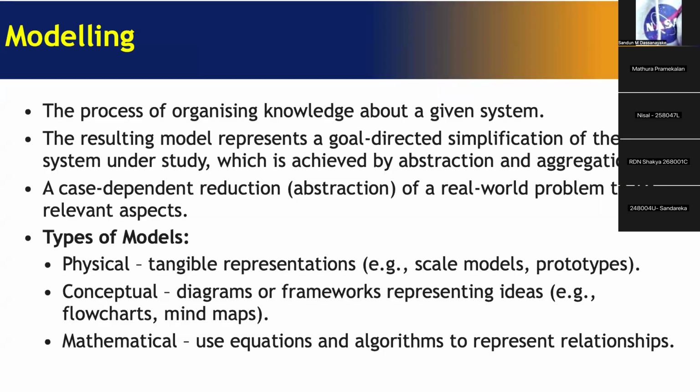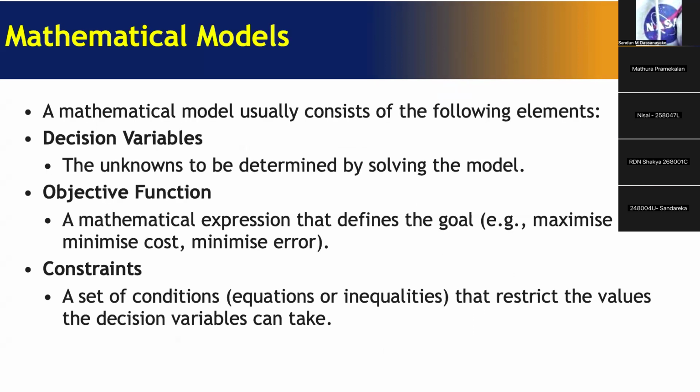Modeling is a physical, tangible representation: scale models, prototypes, conceptual and mathematical models, like the Navier-Stokes equation. That's modeling. Mathematical models will have the mathematics associated with objective functions, decision variables, and constraints. What they are cannot be explained in one word here. So basically, a decision variable in your real world is like the amount that is in your pocket, for example. So let's say you have 1,000 rupees in your pocket.